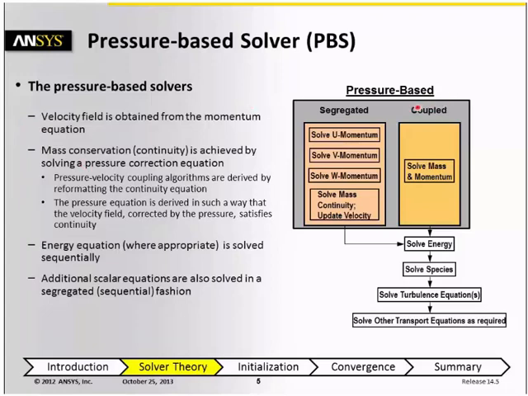There are two versions of the pressure-based solver, the segregated version and the coupled version. In the segregated version, all of the equations are solved one at a time. First, each of the momentum equations in turn, and then the pressure correction equation. In the coupled version, all of these equations are solved together simultaneously in a coupled manner. For either version, once the momentum and continuity have been solved, the rest of the equations such as energy and any other scalar equations that might be present in the problem are solved in a sequential manner.